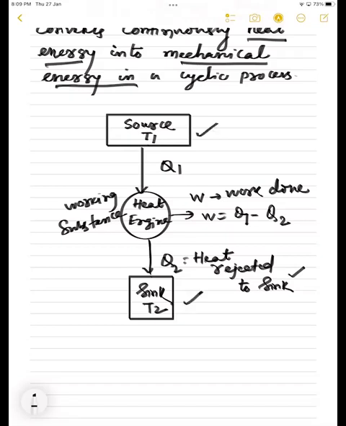Source means it's a heat reservoir, right? Sink means it's a heat reservoir at a lower temperature. This temperature is T1, this temperature is T2, and T2 is lower, right? And here is the heat engine or working substance.